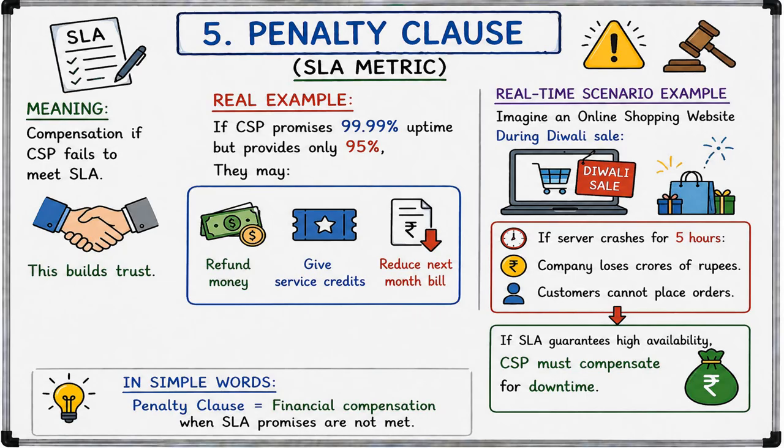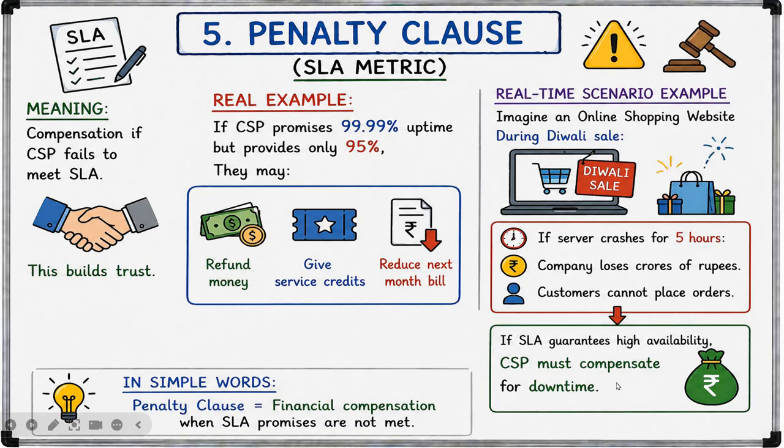Every minute there will be large revenue, and downtime directly causes huge financial losses. Then customers cannot place orders, which leads to customer frustration, loss of trust, and also a possible shift to competitors.